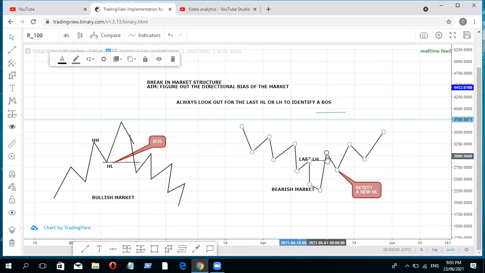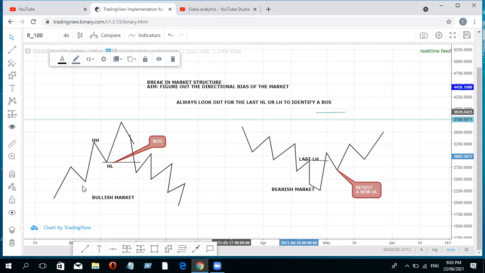So this will help you to make your entries. For instance, you see the market doing this and it broke. What you do is you wait for price to form that new higher low and then you buy. Once you see this, you're not interested in selling this market anymore. You want to buy because there was a break of structure.